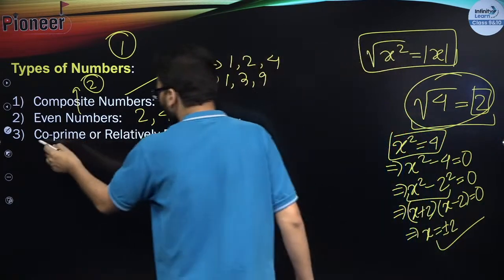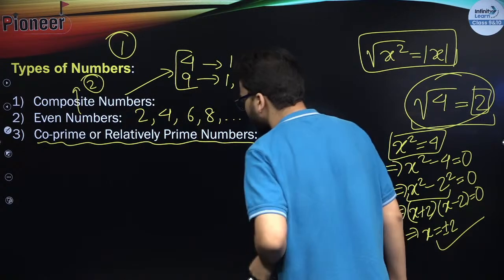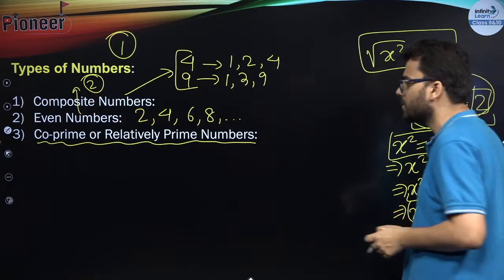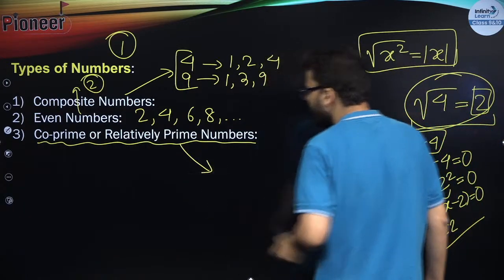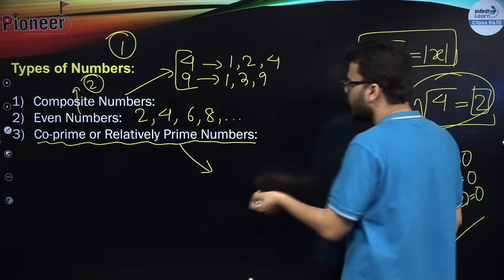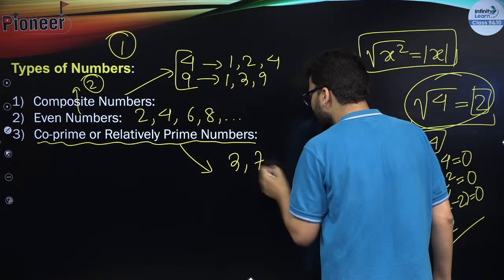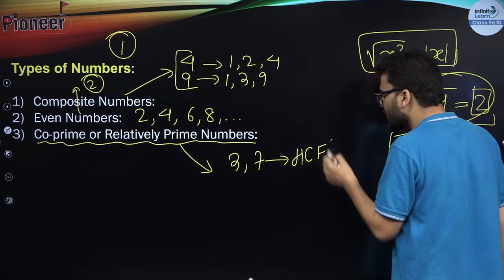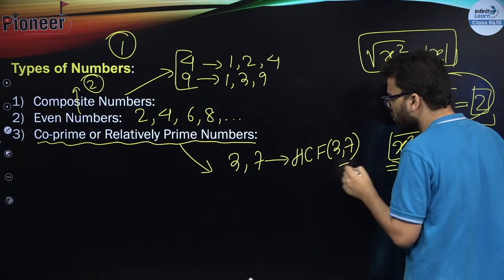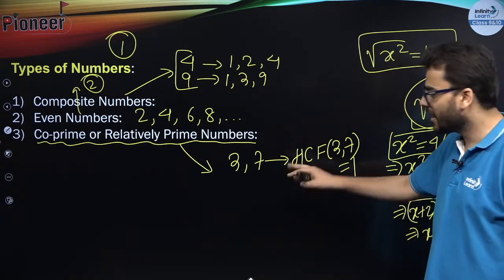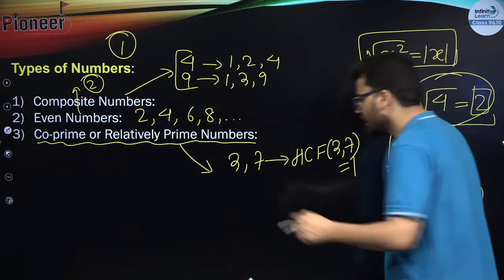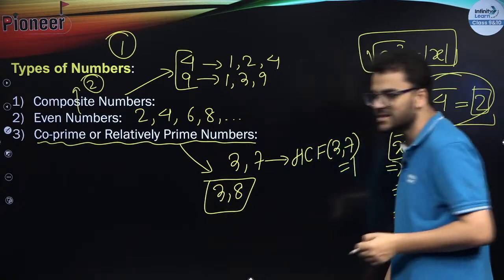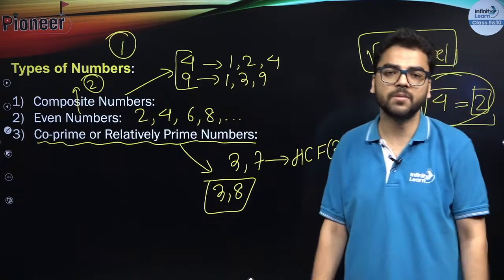Now there is something called co-prime numbers or relatively prime numbers. Obviously when you use the word relative, it means you are talking about two things. So co-prime numbers or relatively prime numbers are numbers having HCF 1. For example, take 3 and 7, they are co-prime numbers because their HCF is 1, or you can say there is no common factor between them except 1. Similarly, 3 and 8 are also co-prime numbers, because there is no common factor between them except 1.